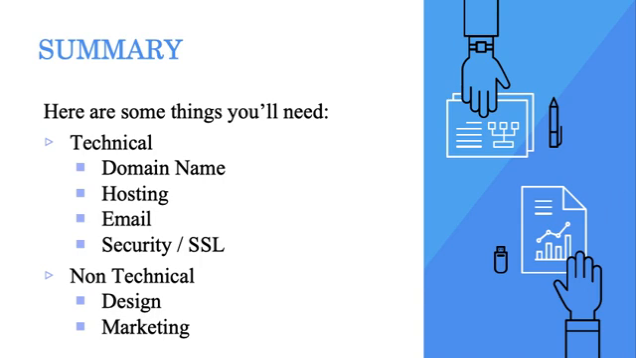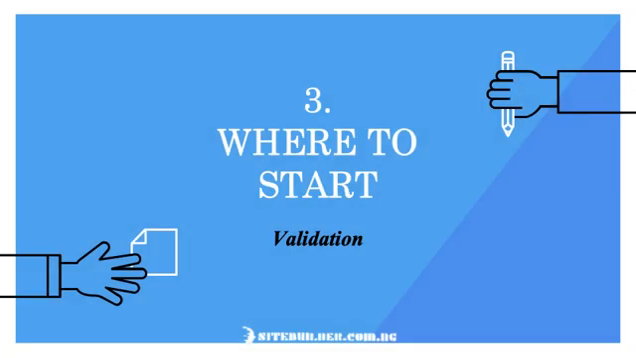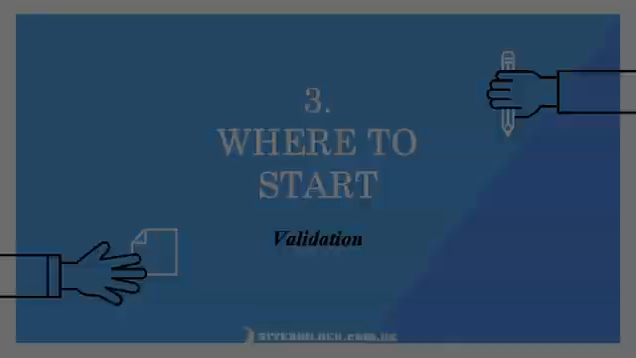So, just as a summary, here are some of the things you'll need to have in order to build your website or app. Your domain name, hosting, email, security such as an SSL. Then also you'll need design and marketing. Okay, so where to start? Let's talk a little bit about validation.